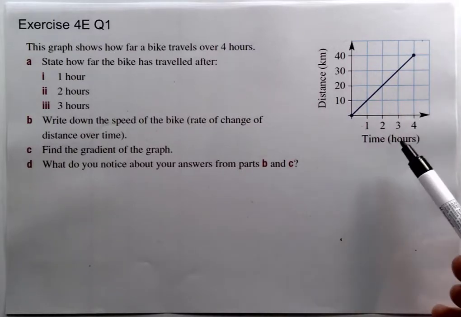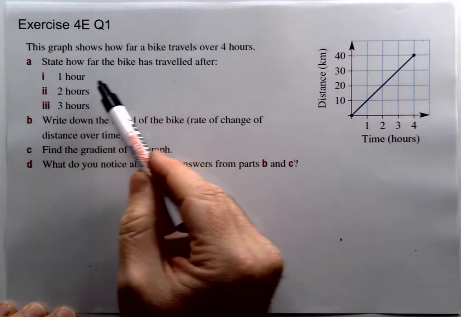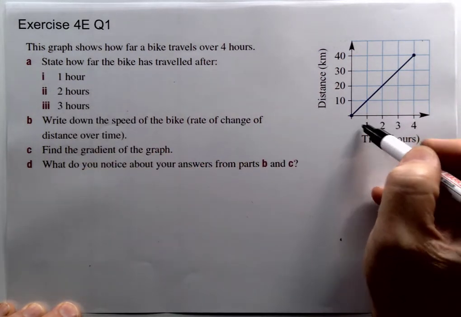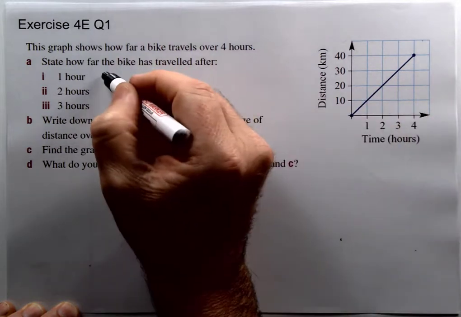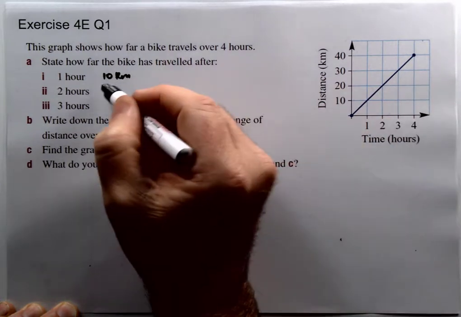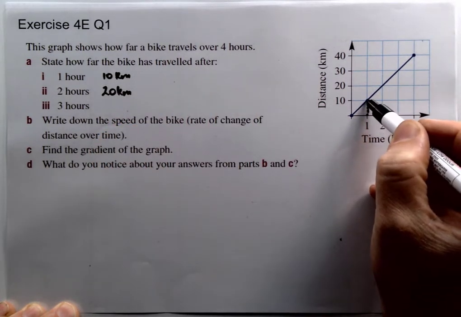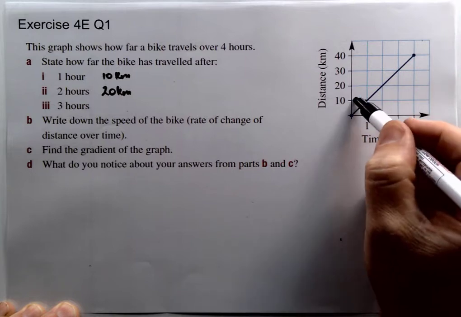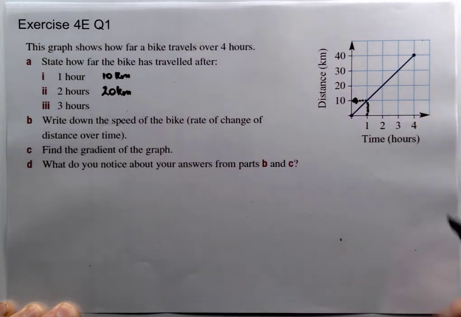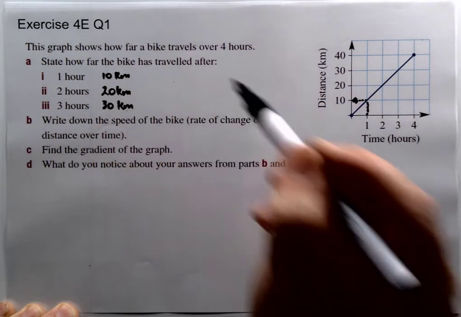Okay, this graph shows how far a bike travels over 4 hours. So in 4 hours they've travelled 40 kilometres, so they're just dawdling. State how far the bike has travelled after 1 hour. We just find 1 hour here, read off that, and we'll get 10 kilometres. After 2 hours, you can see they've travelled 20 kilometres. In each case, all I'm doing is going from the time, going up vertically till I hit the line, then coming across horizontally till we find the distance. Similarly, after 3 hours, that would be 30 kilometres.